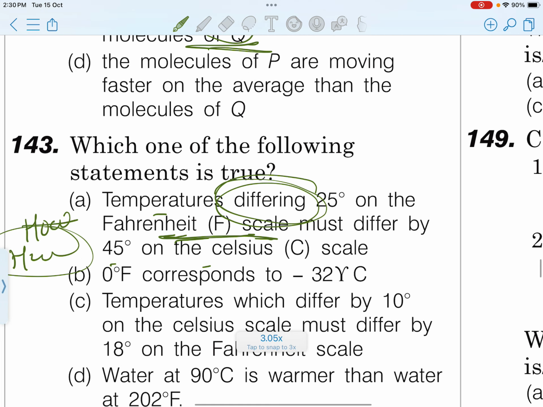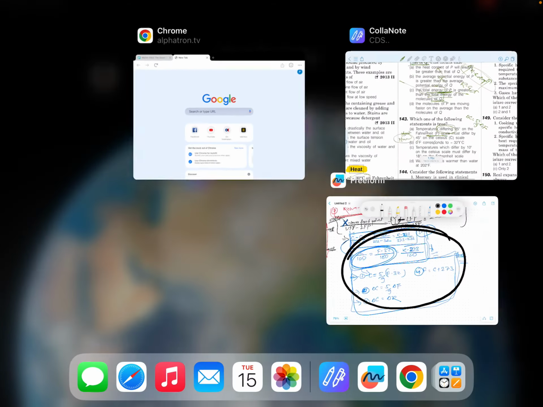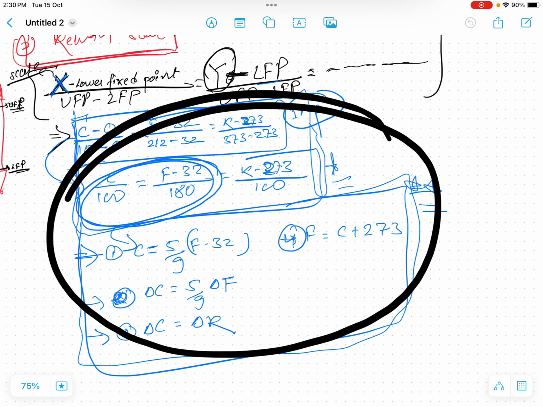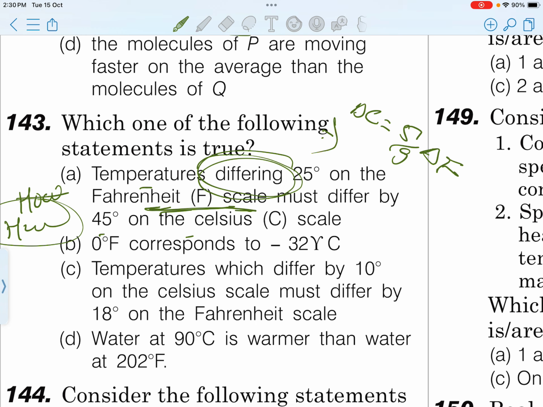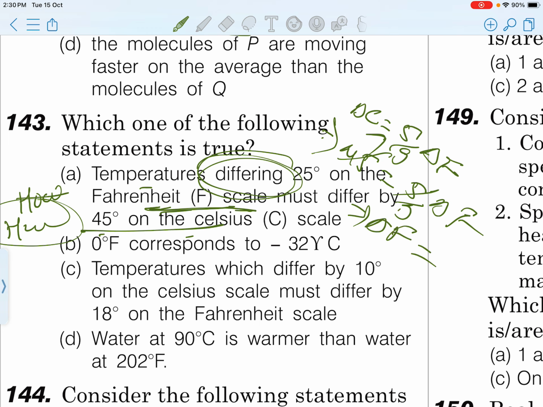Here a change is given, so we actually use the change formula. Let me show you here. Which formula are we using? We are using this formula. Using this formula, what we get is 45 to 5 by 9. So change becomes 81. So this is wrong, right?